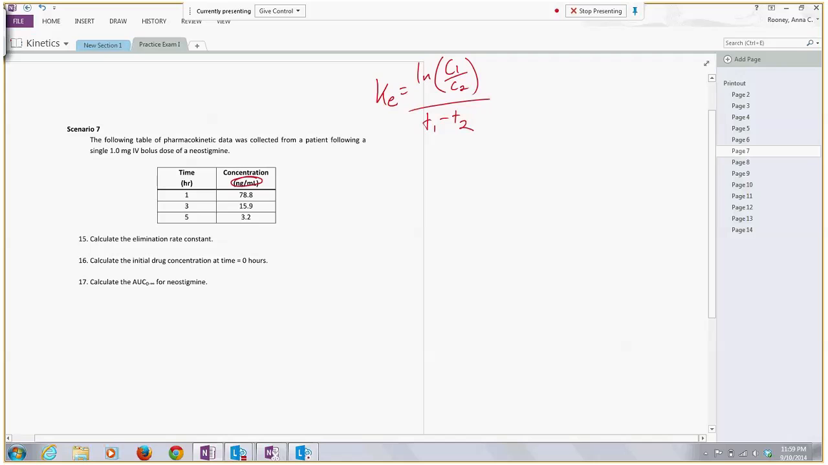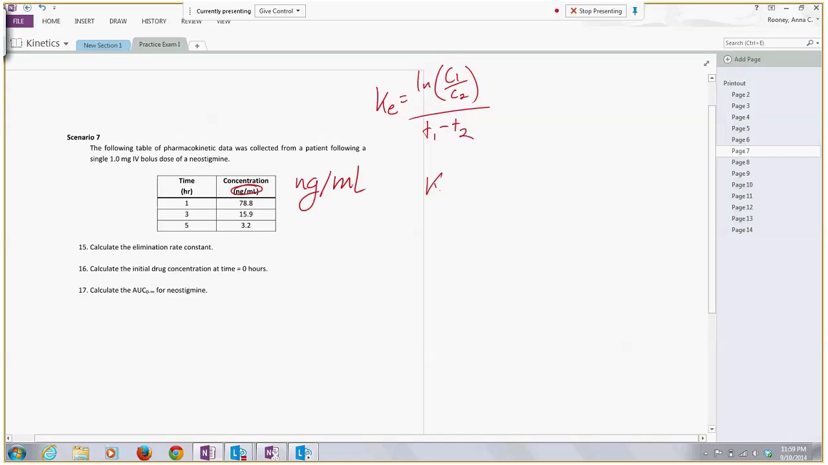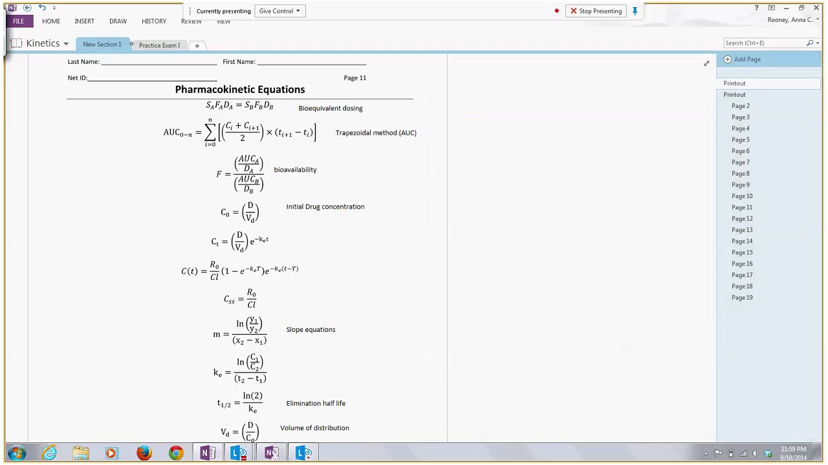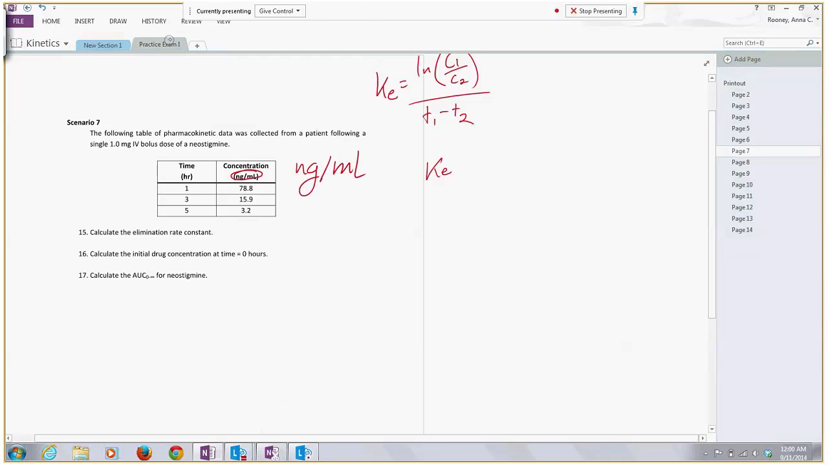Notice that this is in nanograms per milliliter. These will be eliminated out here, so don't worry about them in 15. But I believe in 16, when we get there, I think we'll have to worry a little bit about it. All right, so you guys have seen this equation several times. It is right here. If during the exam you see a similar question, you can figure out right away where to look.